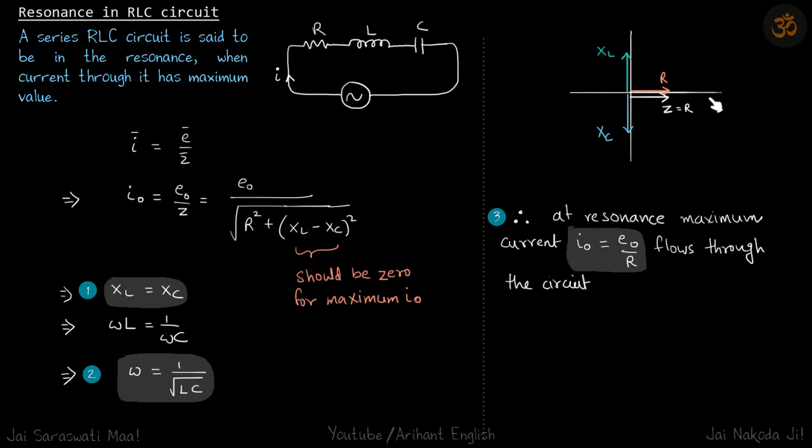Now if we plot this on the Argand plane, if XL is equal to XC, their magnitudes are the same and their phases are, XL is 90 degrees ahead and XC is 90 degrees behind. So if you add all three components to get Z, you get Z is equal to R. We'll see it again in the next slide.